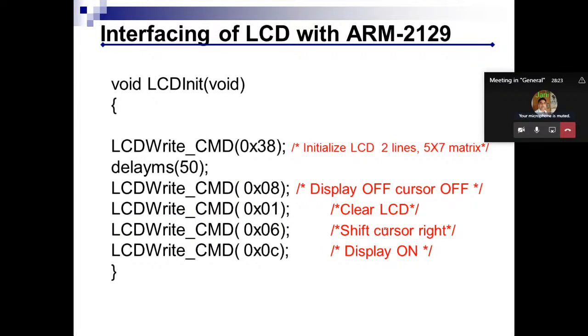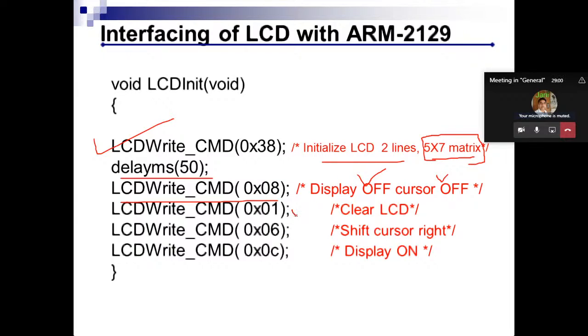This is actually the initialization of the LCD, which you have already done in the AVR microcontroller also. So ultimately, to initialize the LCD, we first send the command 0x38 to initialize the LCD in 2-line mode with a 5x7 matrix. So basically there will be 5 columns and 7 rows to display the character. Then we call a delay of 50 milliseconds. Then we send another command, 0x08: display off, cursor off.